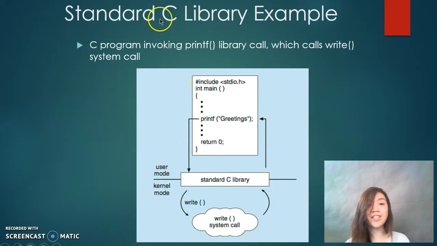So next here is the example of the system call in the standard C library. A C program invoking the printf library call, which calls the right system call. So here we have the system application written in C. It invokes the method printf and it is passed to the standard C library. The printf is then invoked to the kernel mode, which gets the right operation back to the user mode.